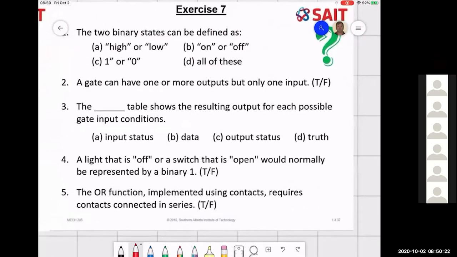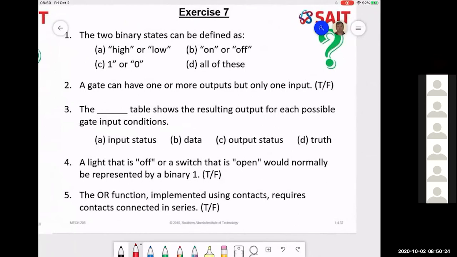Does anyone have an answer for me on this first one? The two binary states can be identified as either A, high and low, B, on or off, C, 1 or 0, D, all of the above. Would it be D? All of the above, yeah. Anything. Red and blue. Okay. The Oilers and the Canucks. Okay. Any two distinct things, okay, can be used for binary states.